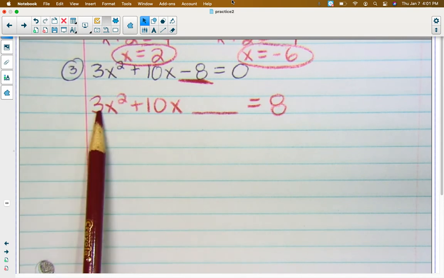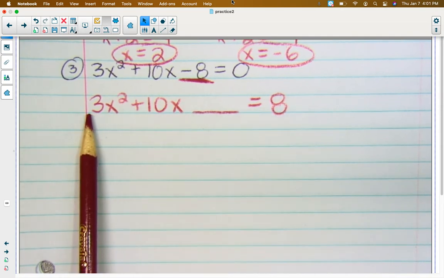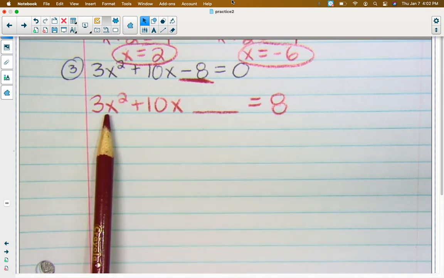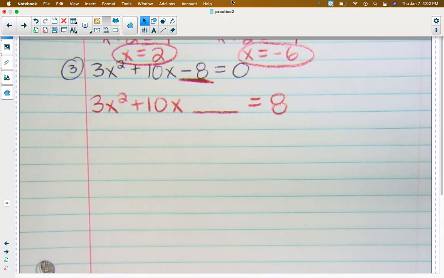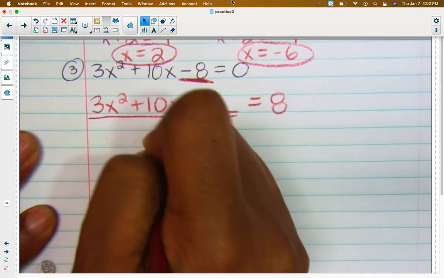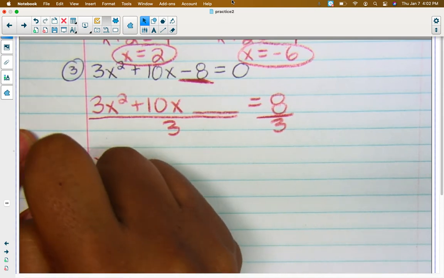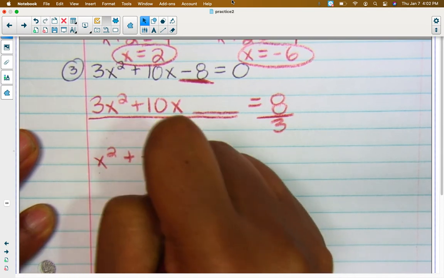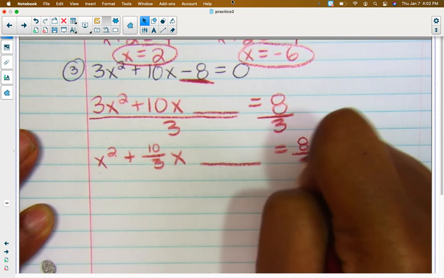Now, when you complete the square, we want this coefficient to be 1. So we need to divide all of these numbers by 3. If this number was a 4, we divide by 4. If it was 7, we divide by 7. So we do want this to be 1x squared, like problem number 1 and problem number 2. So we're going to divide this whole side by 3 and divide this whole side by 3. So now we have x squared plus 10 thirds x, leave a little space, equals 8 thirds.